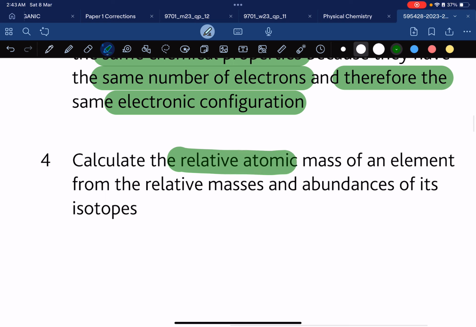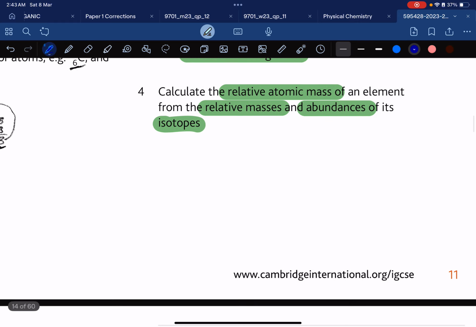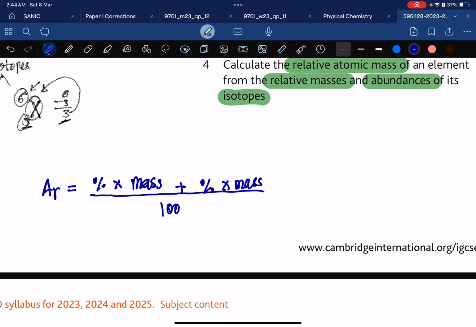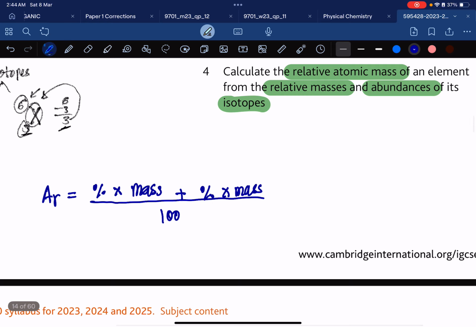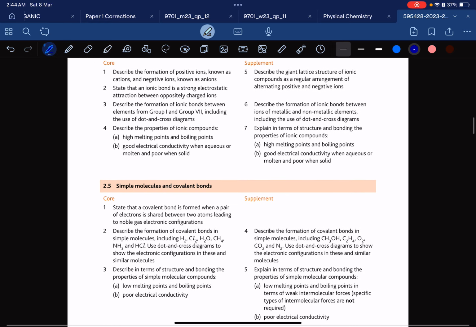Calculate the relative atomic mass of an element from the relative masses and abundance of its isotopes. So now there's a formula for this that you need to know, which is AR equals the percentage of the isotope times the mass of it plus the percentage of the second isotope times its mass, all over 100. This is how you find the relative atomic mass, which is also denoted as AR sometimes. Then let's move on to the next thing.